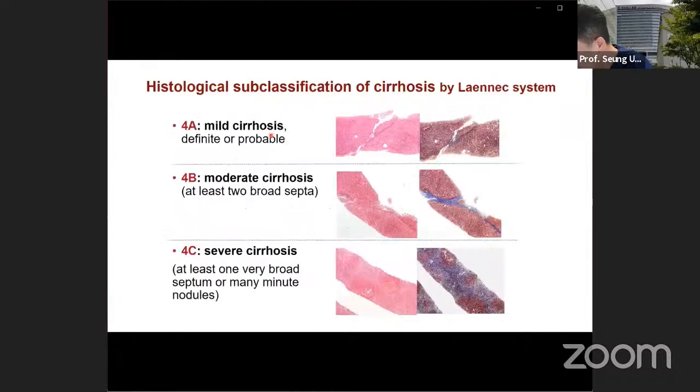In this subclassification, they divided cirrhosis into 4A, 4B, and 4C. 4A is mild fibrosis with thin fibrous septa. 4B is moderate cirrhosis, with at least 2 broad septa. And 4C is severe cirrhosis, with at least 1 very broad septum, or many minute nodules.